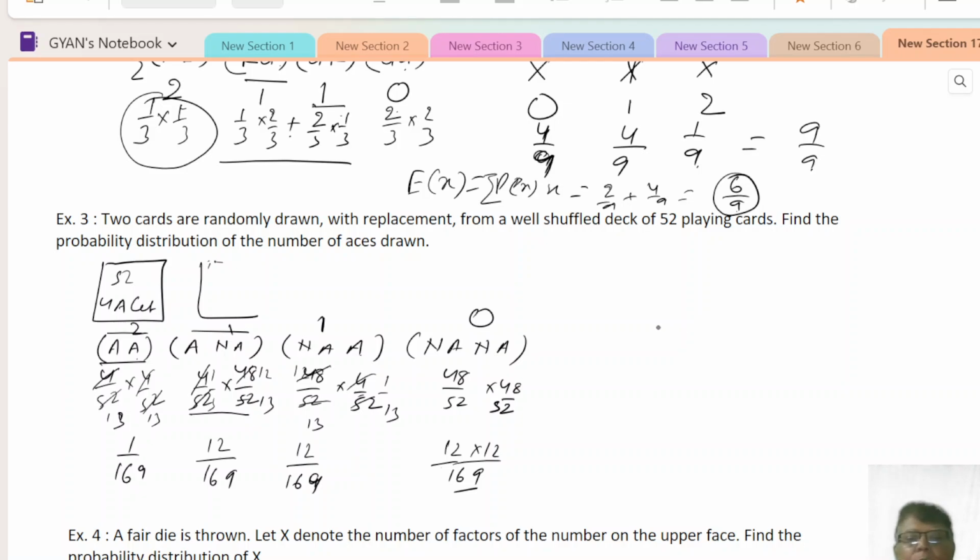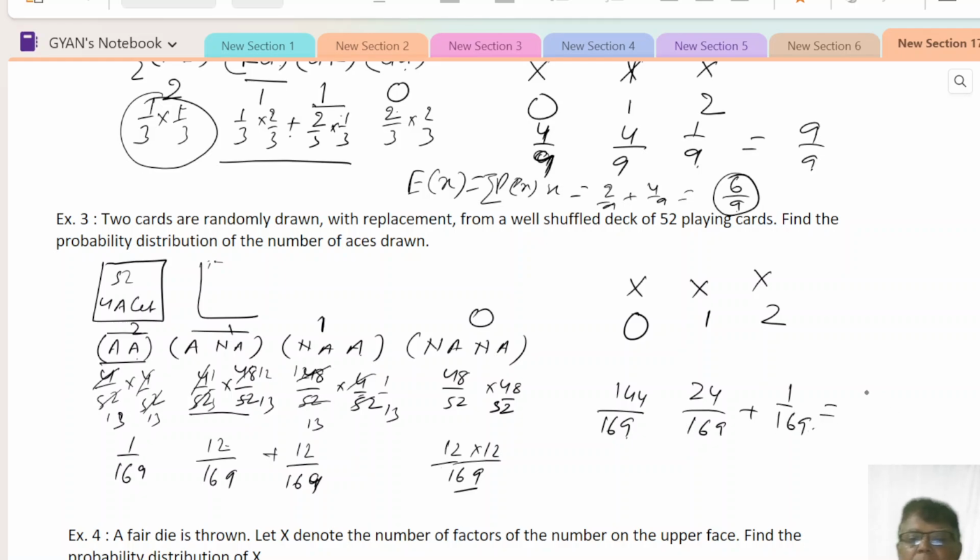So the probability distribution will be x is 0, 1, 2. For 0 how much? 144 by 169. For 1, how much? 12 plus 12, 24 by 169. And for 2, 1 by 169. So the total is 169 by 169, which is equal to 1.